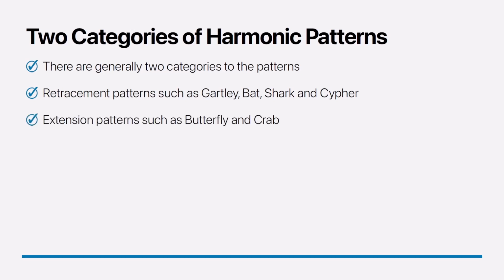And then we have the other category, which I call the extension patterns. Now the extension pattern here includes butterfly and crab. The extension pattern, the completion zone is going to be beyond the range. Okay, so it's going to be extended out, right? So that's why the name extension pattern.